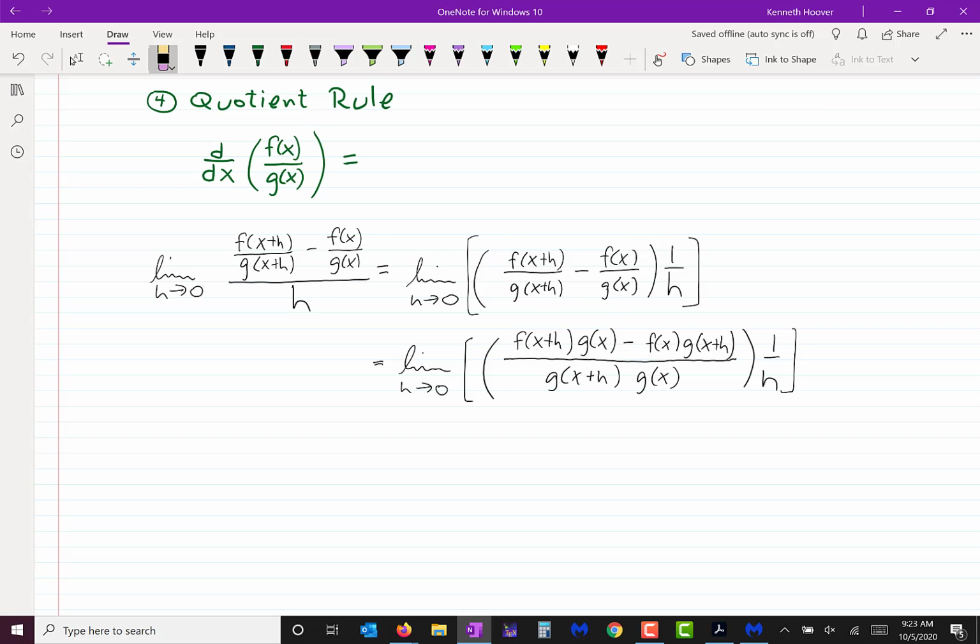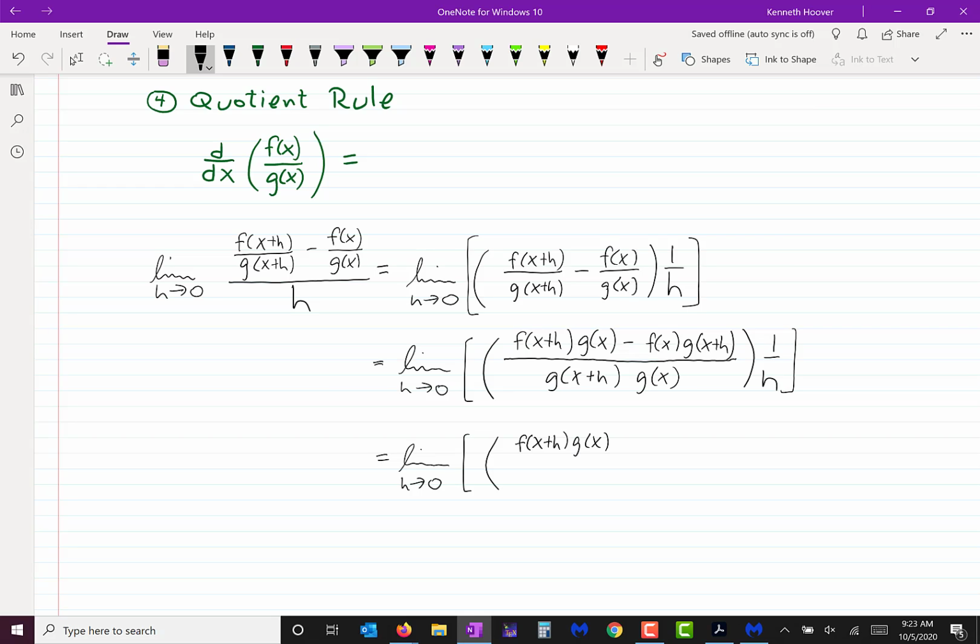Okay, and now I'm going to do something very similar to what we did for the product rule. I'm going to add in something extra and then turn around and take it right back away again, so that I can split it up into two particular fractions. That will make it easier. Okay, so here's what I'm going to add in and take back away again. It's f of x times g of x.